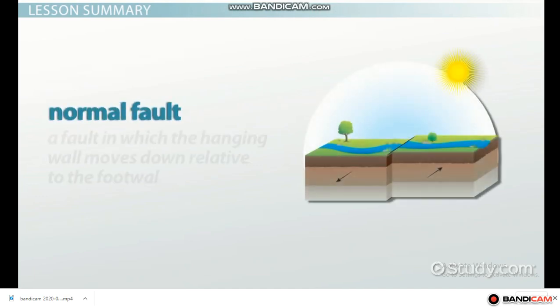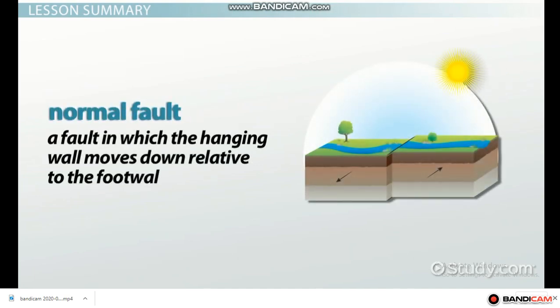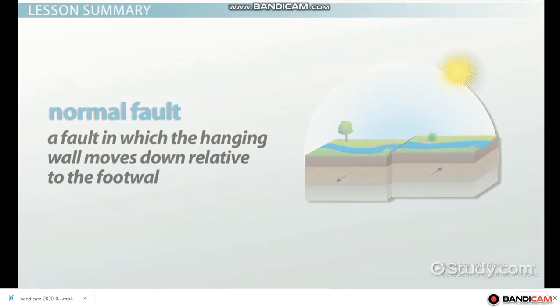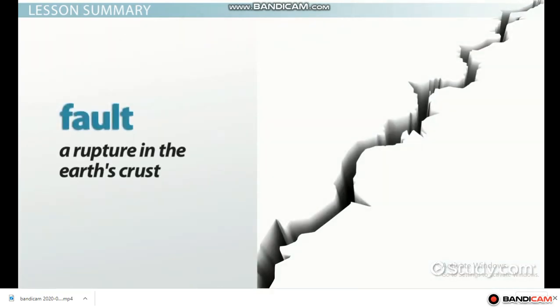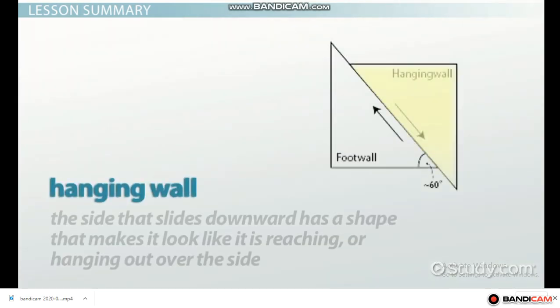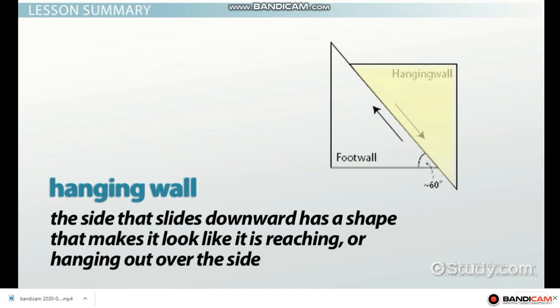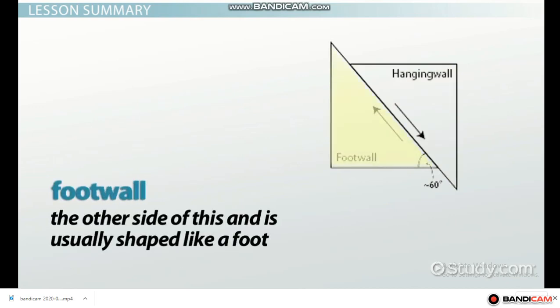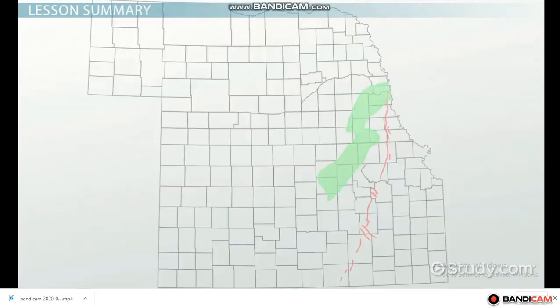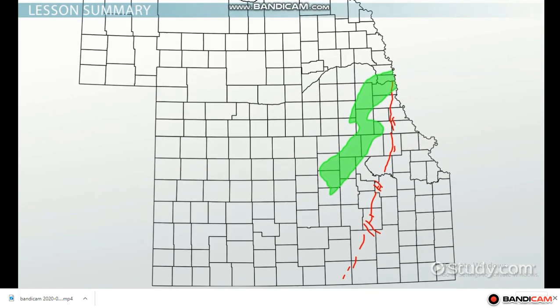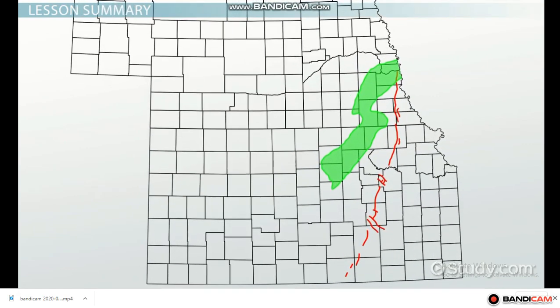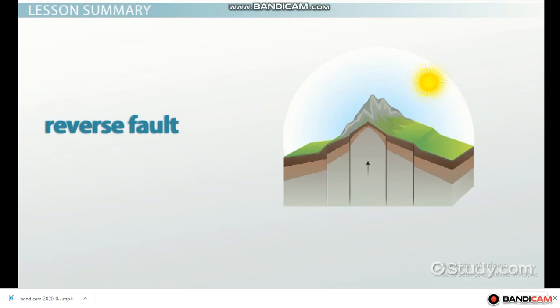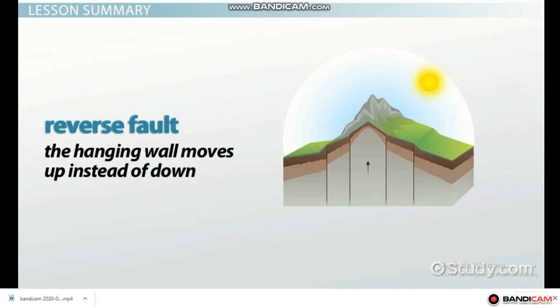A normal fault is a fault in which the hanging wall moves down relative to the foot wall. Reminder, a fault is a rupture in the Earth's crust. A hanging wall is the side that slides downward and has a shape that makes it look like it is reaching or hanging out over the side, and a foot wall is the other side of this and is usually shaped like a foot. An example of a normal fault is the Humboldt Fault in Kansas. The opposite is a reverse fault in which the hanging wall moves up instead of down.